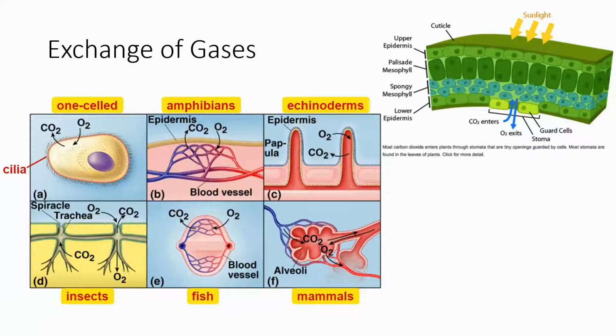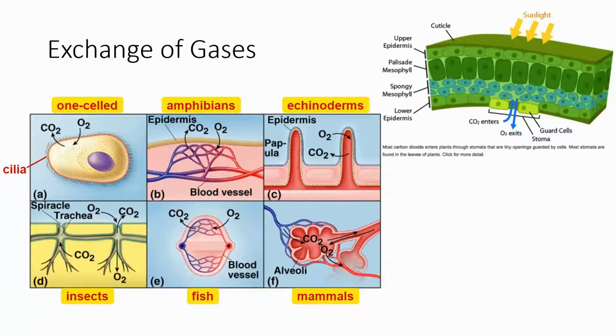So some of the functions that these compartments do is they exchange gases. So we have a couple of examples here. For example, I have gas exchange in one-celled organisms. That is very simple. They just do that through their cell membrane or their cell wall. Amphibians do so through their skin. Notice that it has a layer called epidermis, and there's CO2 and O2 coming in and out of that. That is actually the skin of a frog.